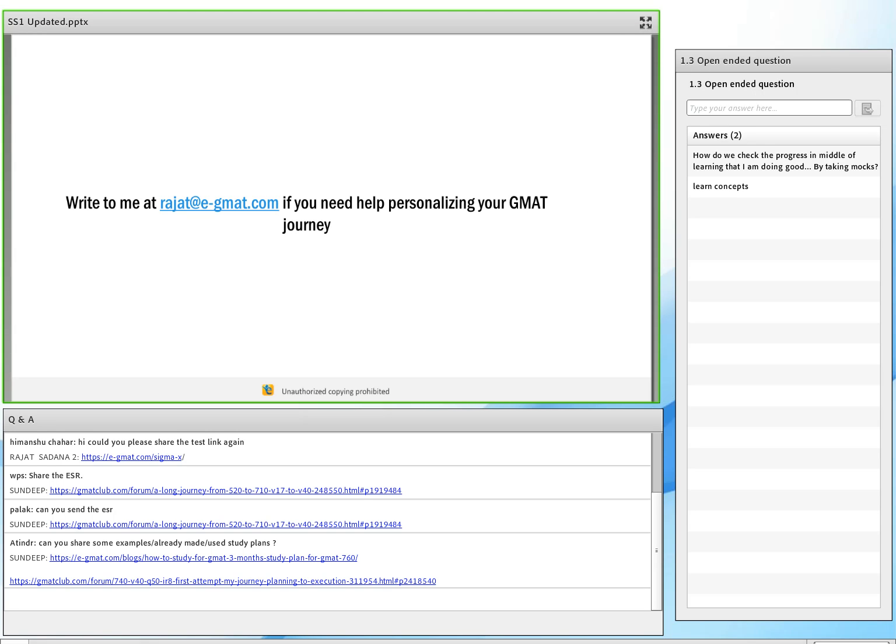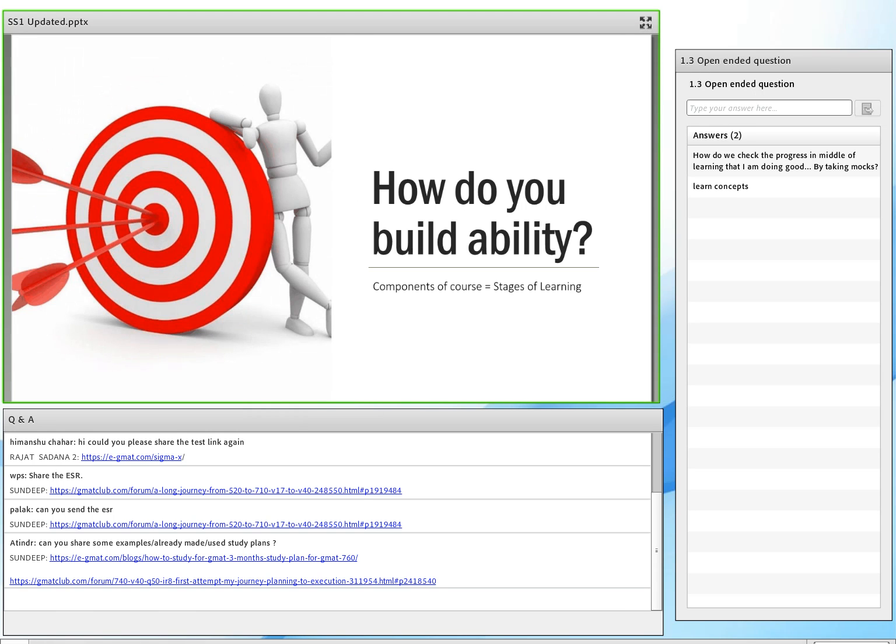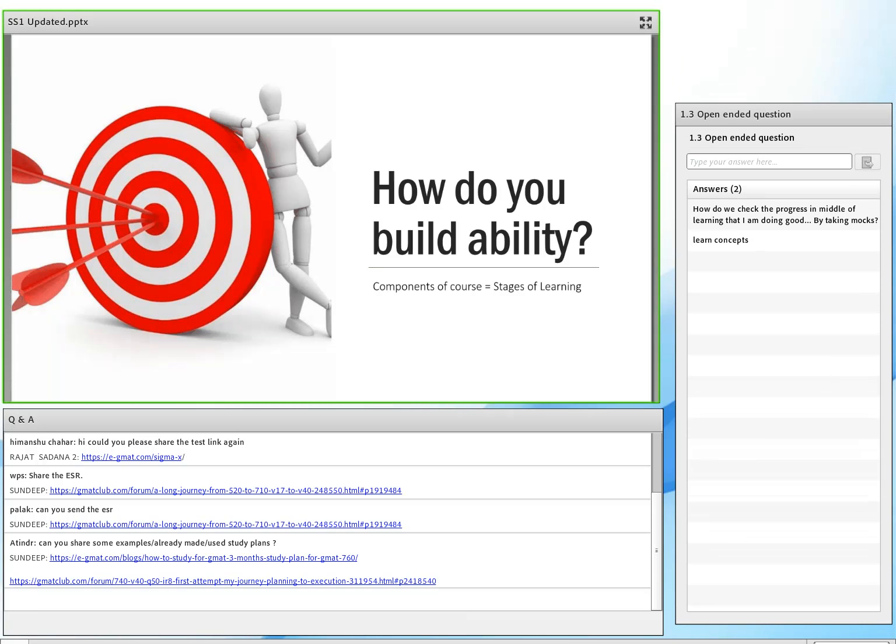So again, write to me if you need help personalizing your journey, or better still, schedule something on GMAT Planner. Now, there's this great question out there, which is how do you check progress in the middle of learning? Charan, your concept and application files tell you your progress. So that's how you do it. Please don't go about taking mocks. That's one of the worst ways of checking progress.